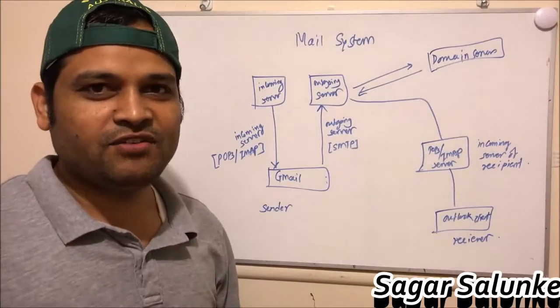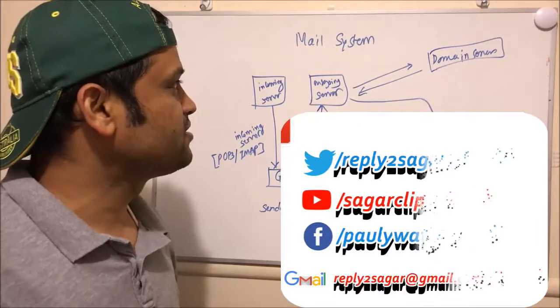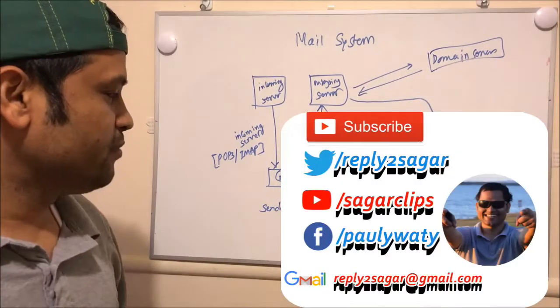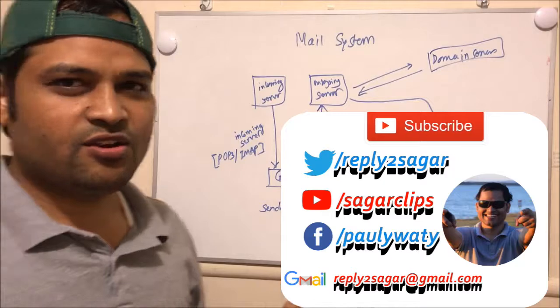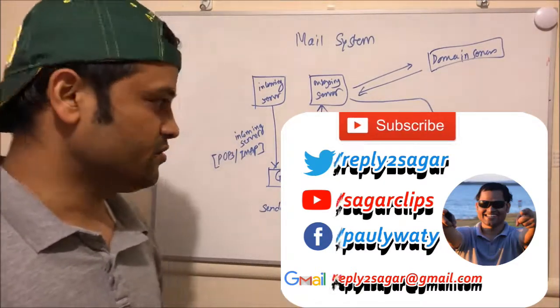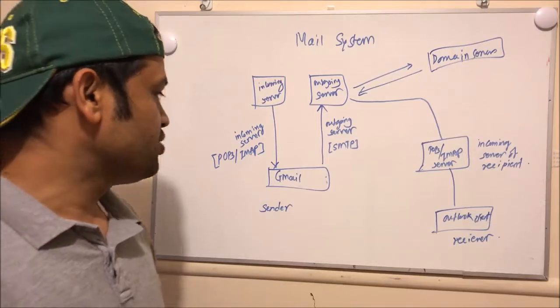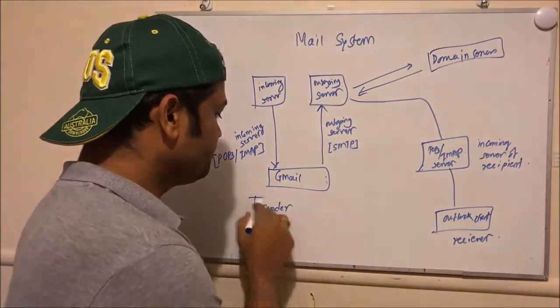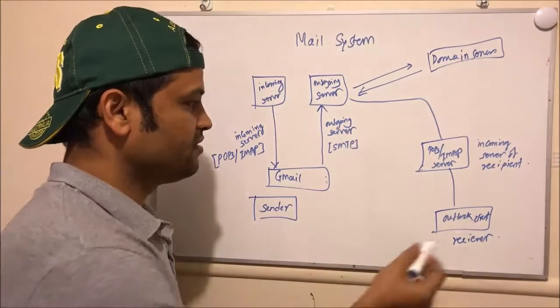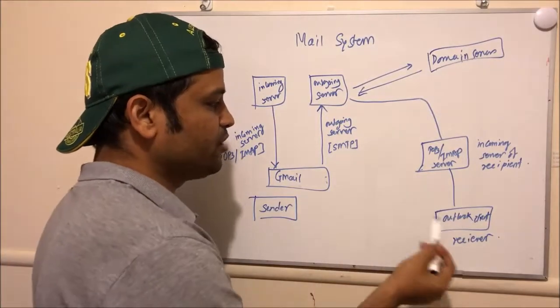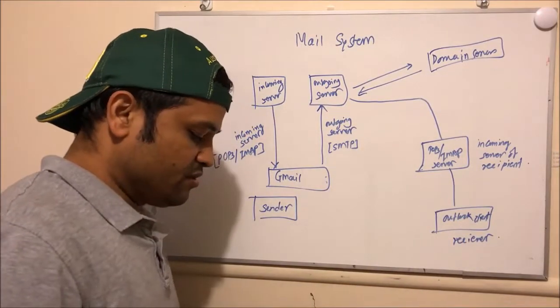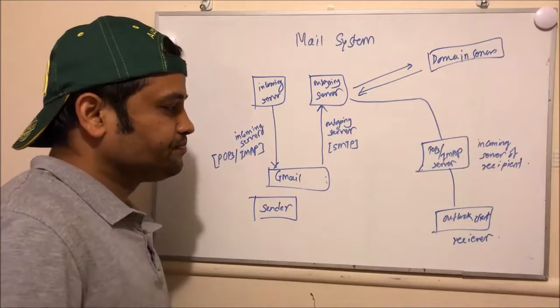Hello friends, in this video I will be talking about how this email system works. Most of the people use Gmail, then Outlook and lots of other email clients are there. So I'm gonna give one example in that there will be a Gmail user who will be sending an email. He's a sender and let's say for example he's sending an email to another person who is having Outlook account.